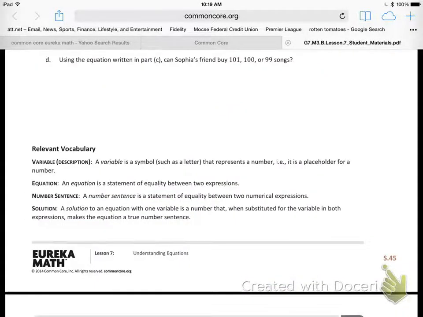So D is going to ask you right now, using the equation. So again, you can see a step-by-step process. Using the equation written in part C, can Sophia's friend buy 101, 100, or 99 songs? So what you're going to have to do is go ahead and test those, plugging in 101, 100, and 99 until you are successful.